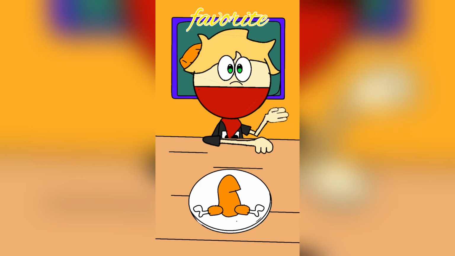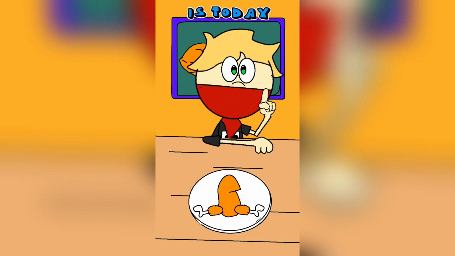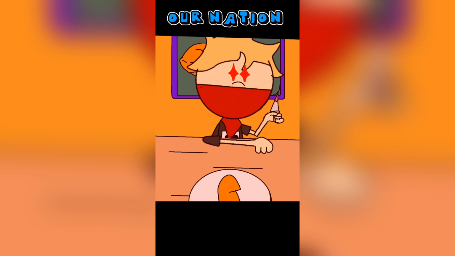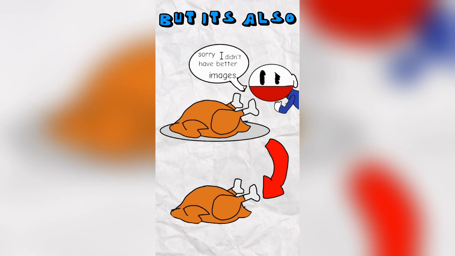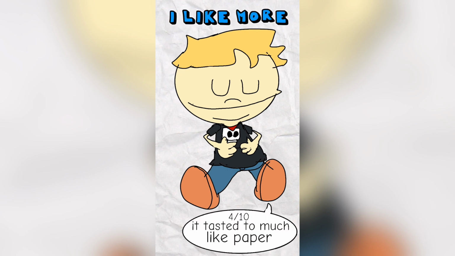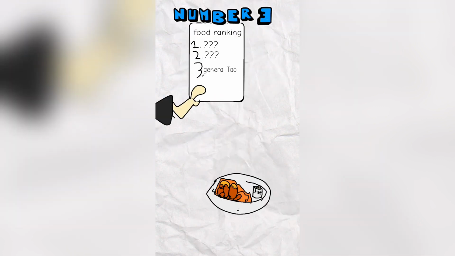My favorite food. Since Thanksgiving is today, you know, the holiday that everybody skips over to avoid feeling the guilt of how many people our nation killed to get to today. It's also related to food. And I eat food, thus there are foods that I like more than others. So placing at number 3 is going to be General Tso. Tso? Am I pronouncing that right? I don't think I'm pronouncing that right.